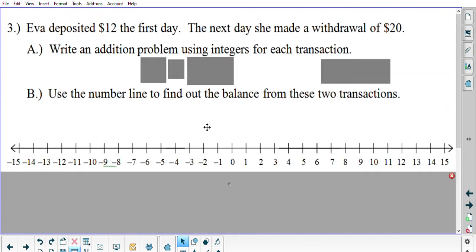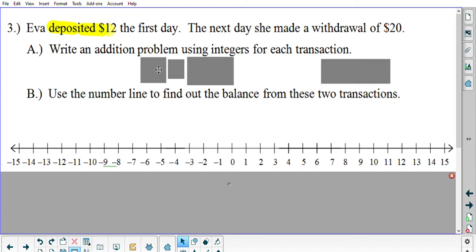Okay, problem number 3. Let's do this together, piece by piece. It says Eva deposited $12 the first day. Now, do you remember the bank terminology that I taught you guys on a previous page of guided notes? If you deposit 12, that is money going into the bank. If it goes into your bank account, that is going to increase the value of the money that you already had in your bank account.